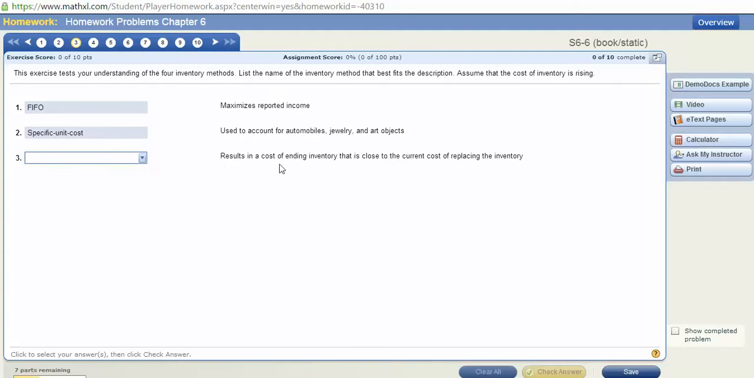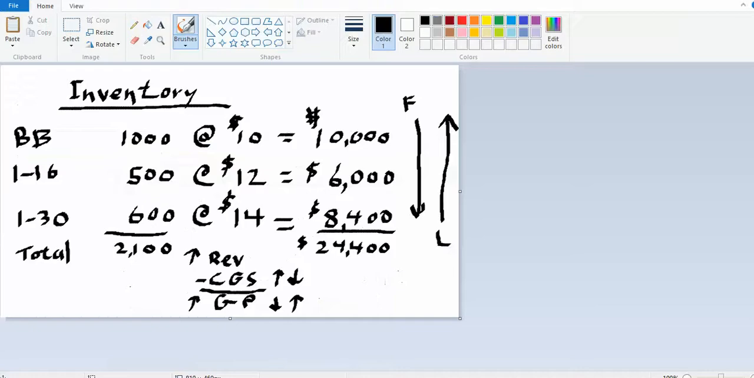Okay, results in an ending inventory, in other words, a cost of inventory that is close to the current cost of replacing the inventory. So here it's asking you, which one of these methods results in an ending inventory cost that is close to what things actually cost right now? Well, this gets into which of these methods would give you the highest ending inventory, since prices are rising.